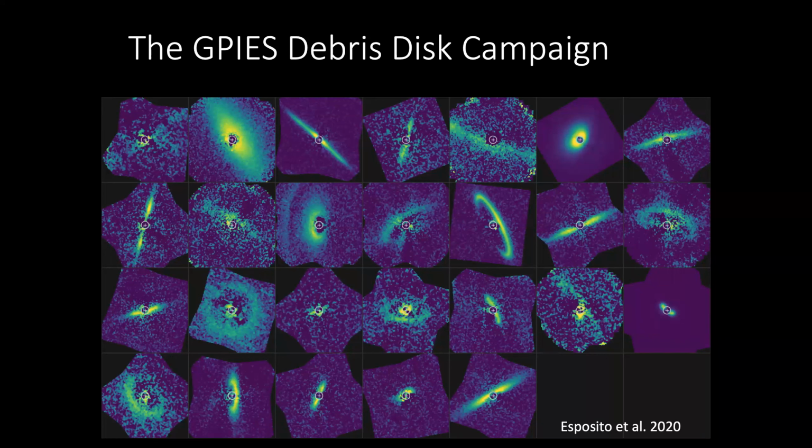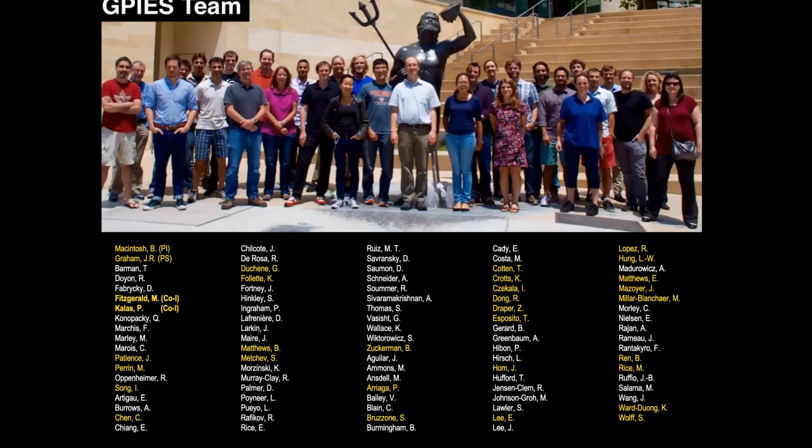And so all the images I'm showing you here are in polarized light. It's really taking advantage of this polarimetric differential imaging mode. I just want to give a big shout out to the GPI team. It was a huge collaboration with many people involved. This is a photo from a team meeting at UC San Diego. And I've highlighted in yellow a lot of the people who have been working on the debris disk side of things.